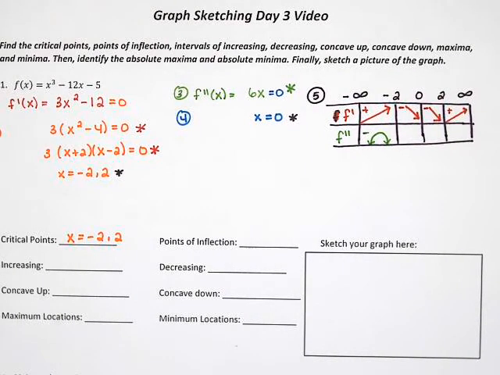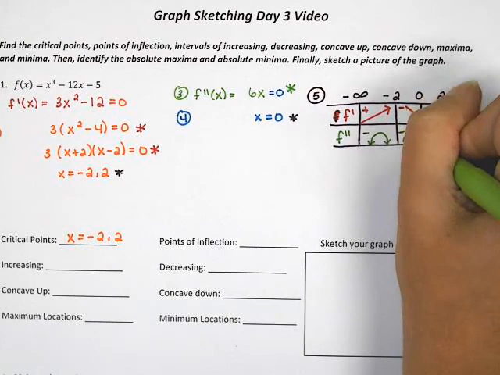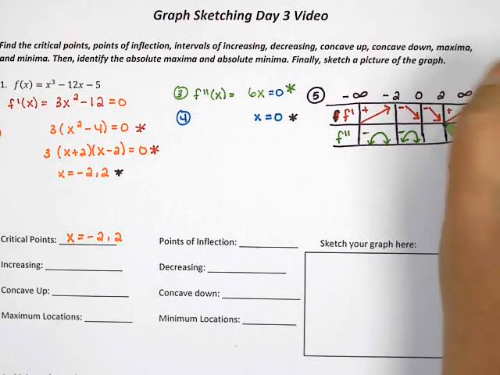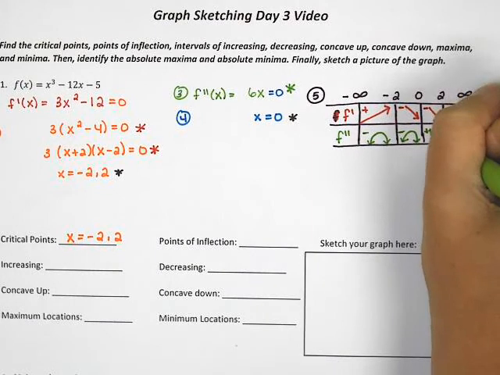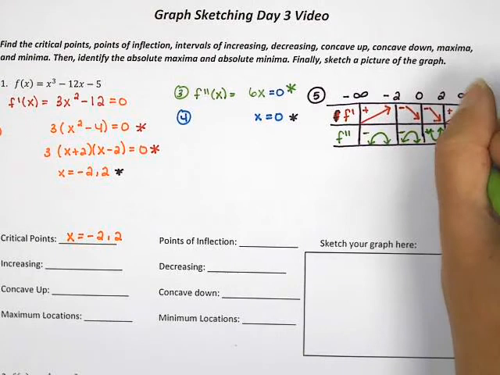Next, I would plug in -1. If I plug in -1, I get a negative, again concave down like a frown. Next, I would plug in +1. So again, +1 times 6 is positive, up like a cup. And plug in a +4, positive times 6 is positive, up like a cup.